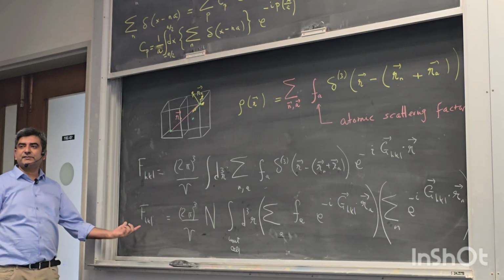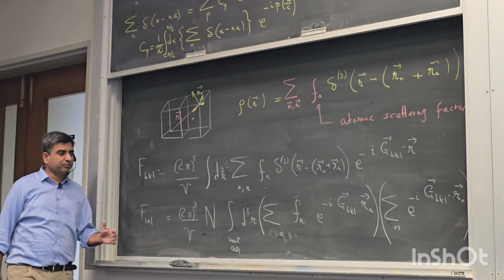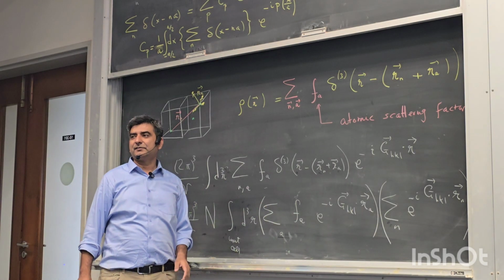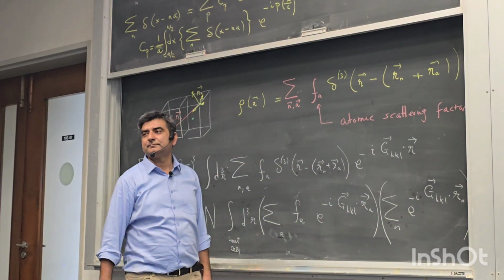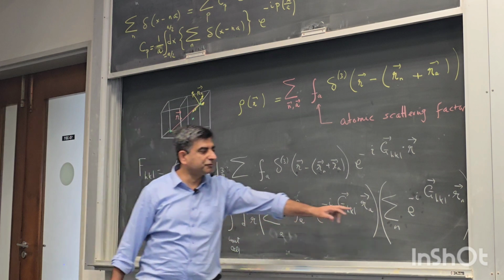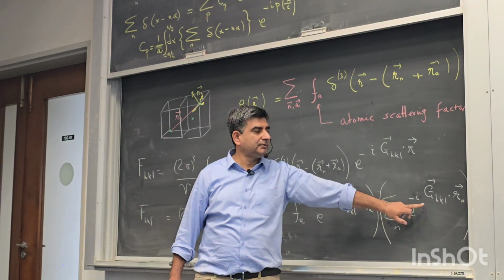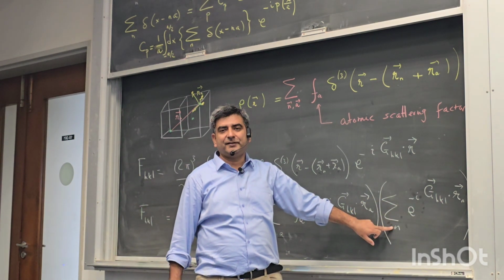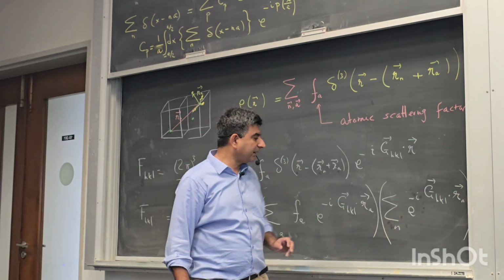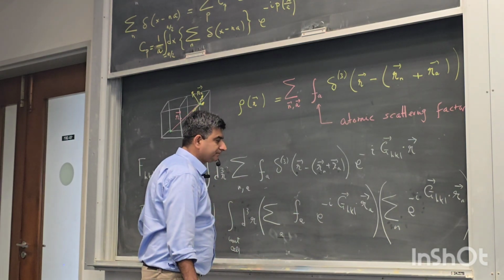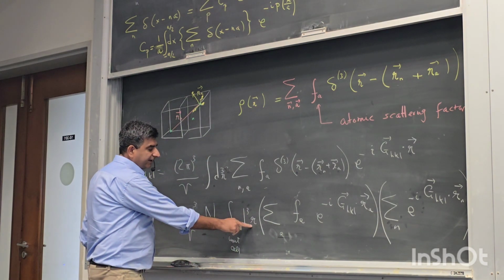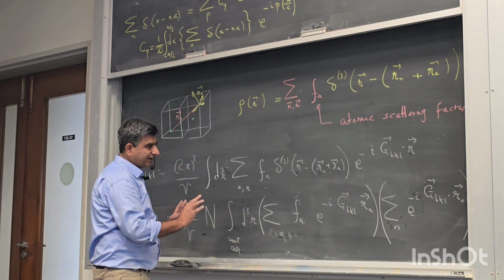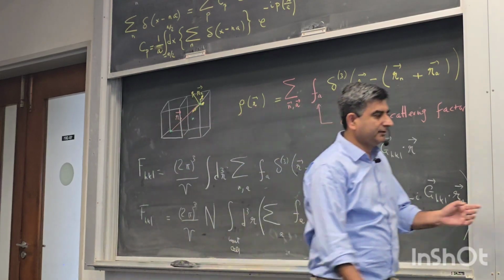What we see is that this structure factor is a product of two structure factors. One is due to the lattice. This is purely due to the lattice because there is only n. So this n, by the way, now is, since I'm taking an integral over the unit cell, let me just clarify a few things. Let me write this down again.